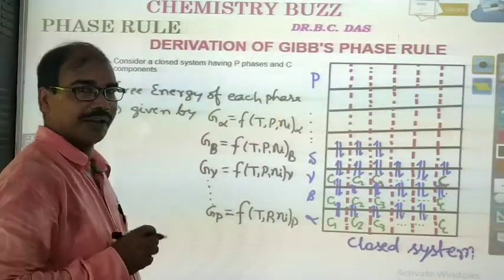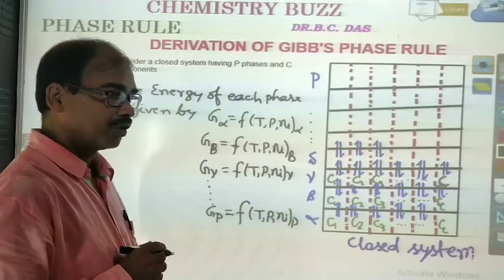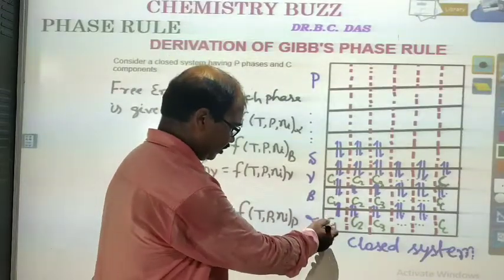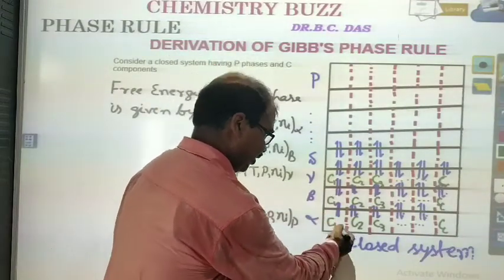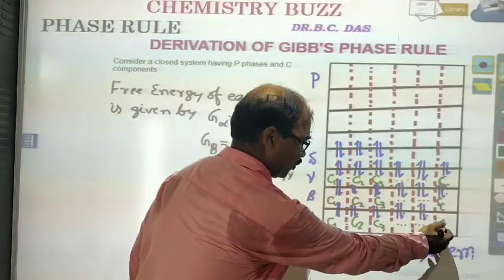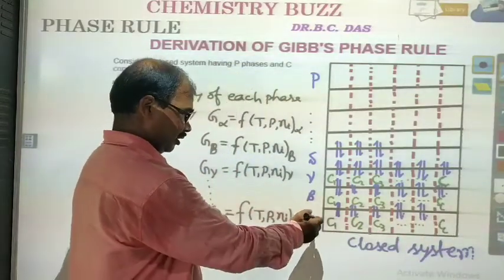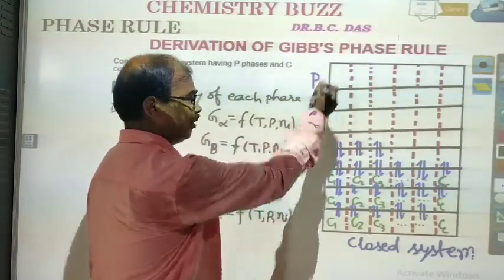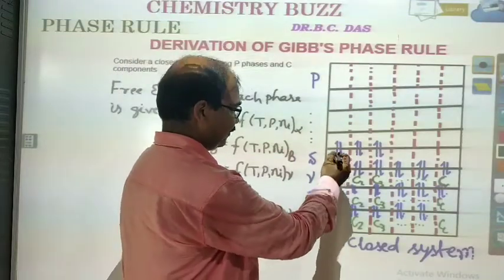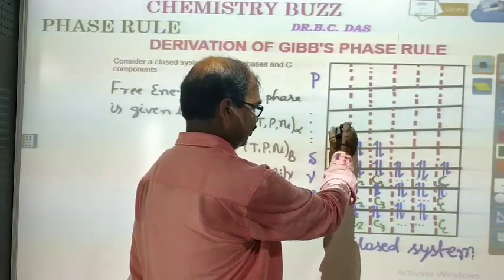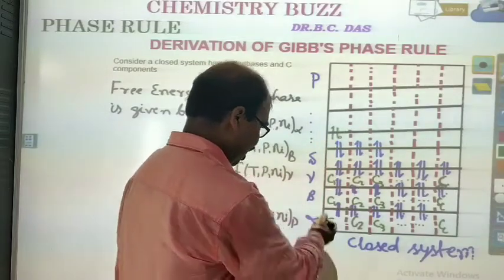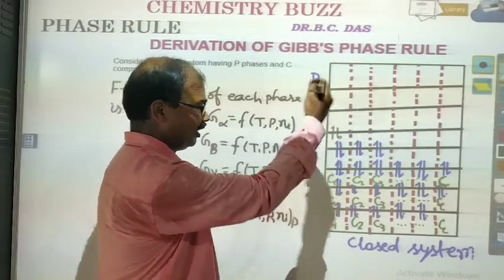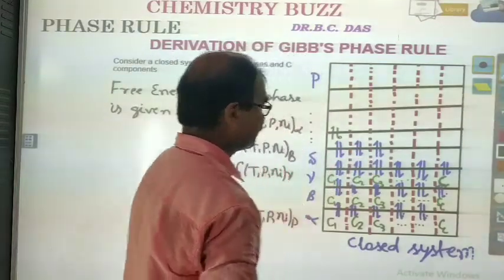Today we will learn the derivation of the Gibbs phase rule. For this, let us consider a closed system consisting of C components, C1, C2, C3, C4 up to Cc, and it also contains P phases, like alpha, beta, gamma, delta up to P number of phases, and each phase is in equilibrium with the other phase. So alpha phase is in equilibrium with beta phase, which is in equilibrium with gamma phase. The phases are in equilibrium.